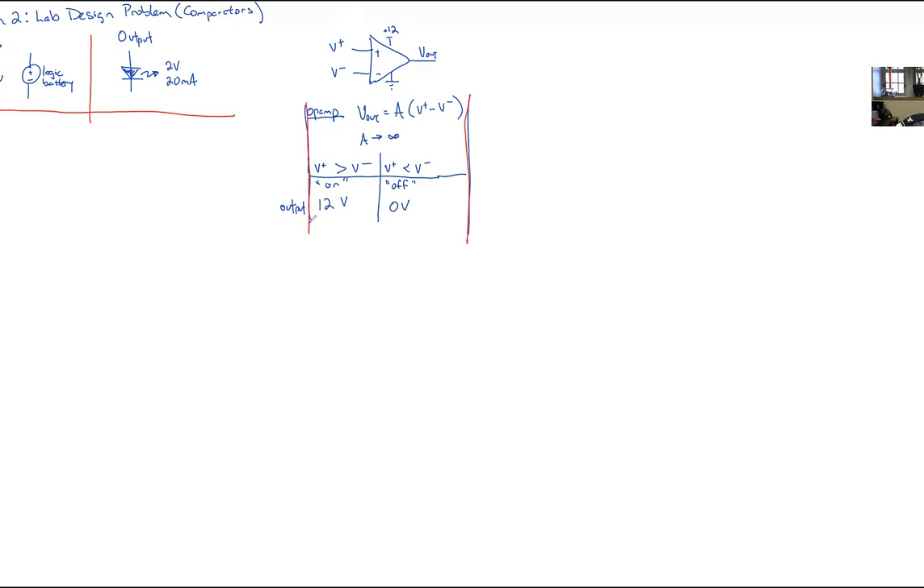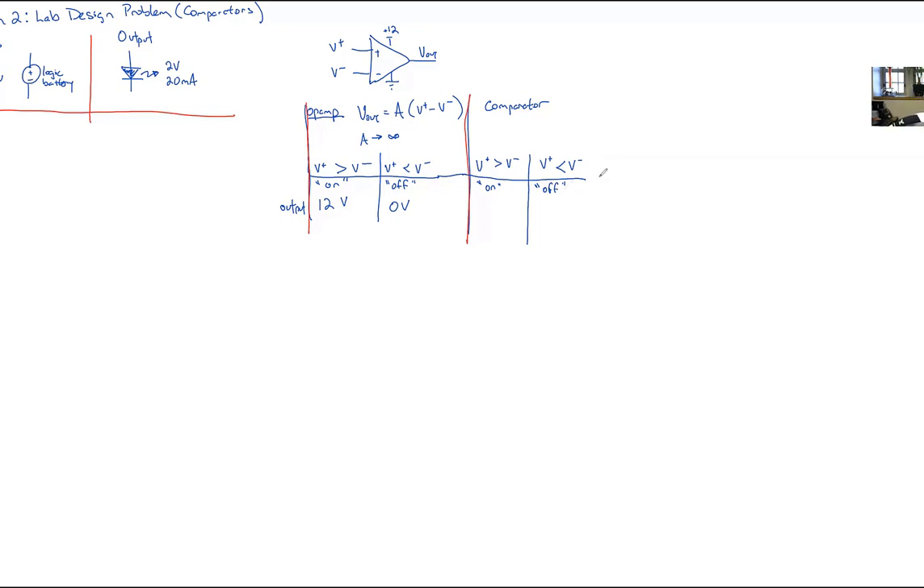Now, let's talk about what the case is for the comparator. We have the same type of symbol. It's powered the same way. We've got the same two possible conditions on the inputs, that V plus can be greater than V minus, or V plus can be less than V minus. And because that's a mouthful to say, I find it, again, helpful to think about it in terms of the on state, if it was an op-amp, or the off state, if it was an op-amp.